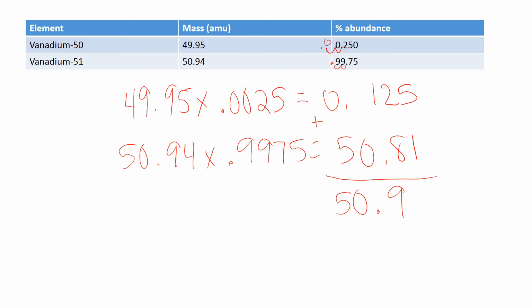And the answer I get is, in fact, 50.9. So my number has come out closest to vanadium 51, which is expected because that has the higher percent abundance, and this takes into account that percent abundance when figuring out what the average isotope is.